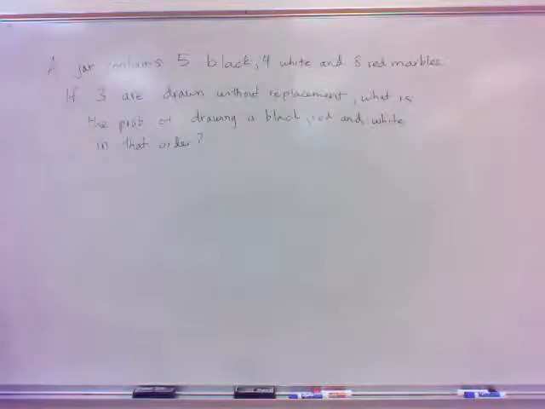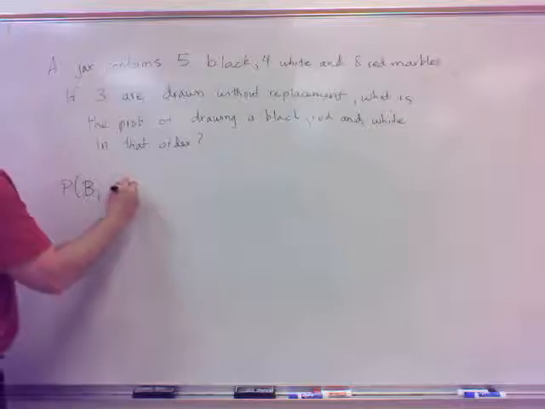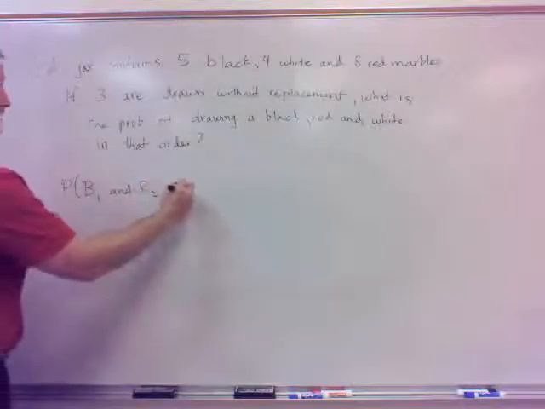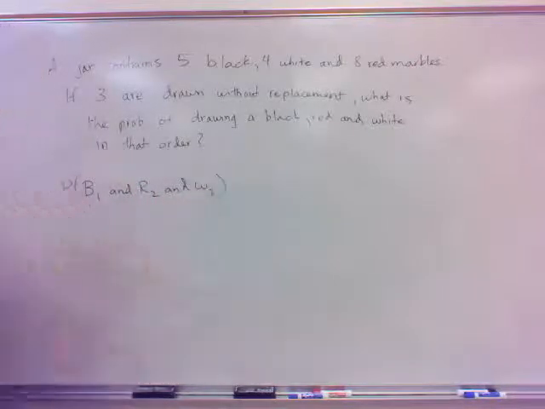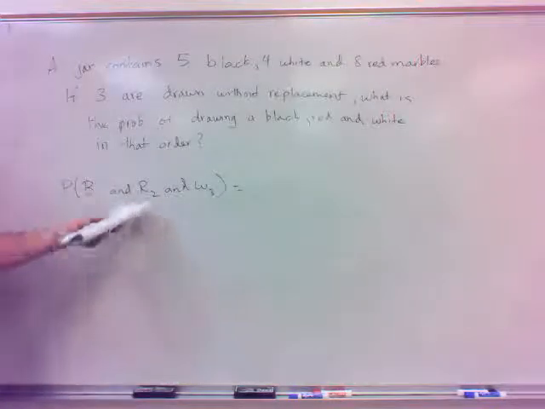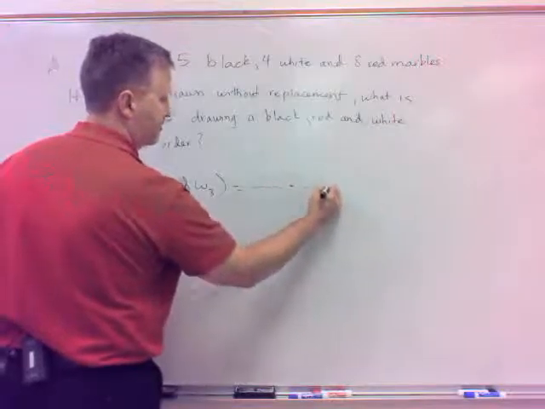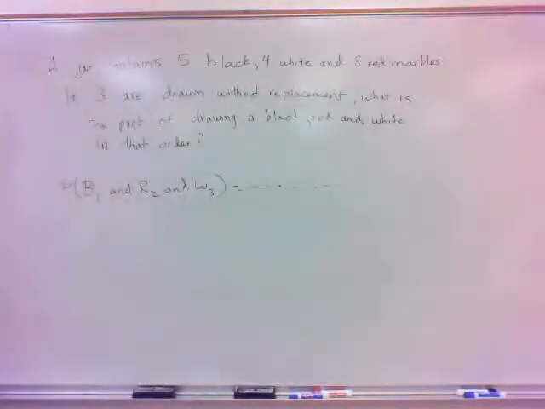Well, the point of doing this one is, I'm doing the probability that it's black first and red second and white third, or however you want to write that. This is another and probability, isn't it? So, what does that mean? Well, I'm going to have to do 3 probabilities, right? And multiply them together. I'm going to do a probability here, then a probability here, and then a probability there. It's going to be 3 probabilities.